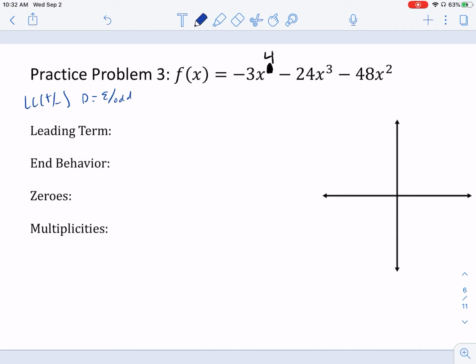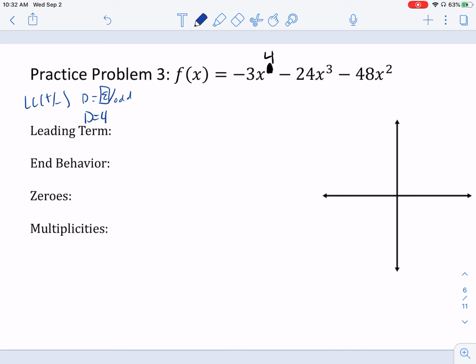So here, I want to find my leading term, and I'm going to do that by making sure that this is actually in standard form. I do that by making sure that my exponents are in descending order. I want to find the highest exponent. That's going to be the term that gives me both my degree and my leading coefficient. So 2, 3, or 4. 4 is definitely the highest one here. So I immediately know that my degree is 4, which is even.